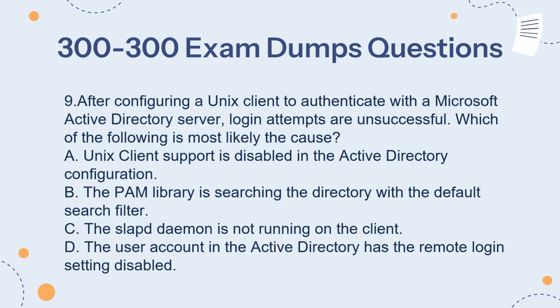9. After configuring a Unix client to authenticate with a Microsoft Active Directory server, login attempts are unsuccessful. Which of the following is most likely the cause? A. Unix client support is disabled in the Active Directory configuration. B. The PAM library is searching the directory with the default search filter. C. The slapd daemon is not running on the client. D. The user account in the Active Directory has the remote login setting disabled.